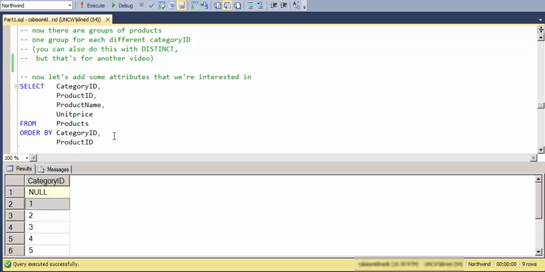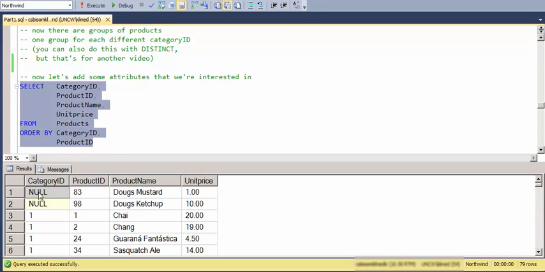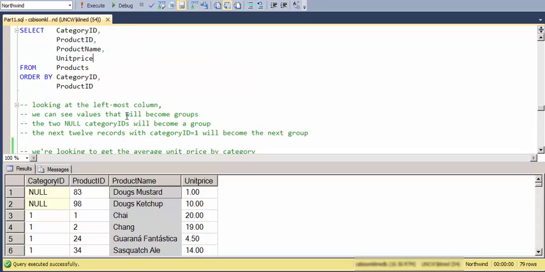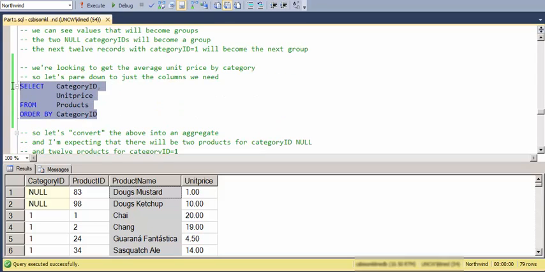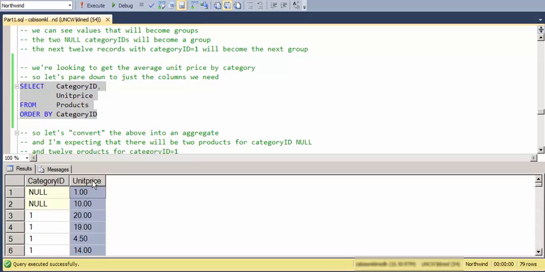But now let's start to add some attributes that we're interested in. And again, I'm maintaining this category ID ordering on the left, so I can still see that these two records, 1 and 2, will become a group. And I'm putting these other columns in just to see something human readable. But my goal here is to get, for each category, the average unit price. So let me get rid of these middle columns, and I just get the category ID and the unit price. And just so I know what to expect, these two will combine, and then I'll get the average of these, so I'm hoping that will be 550.